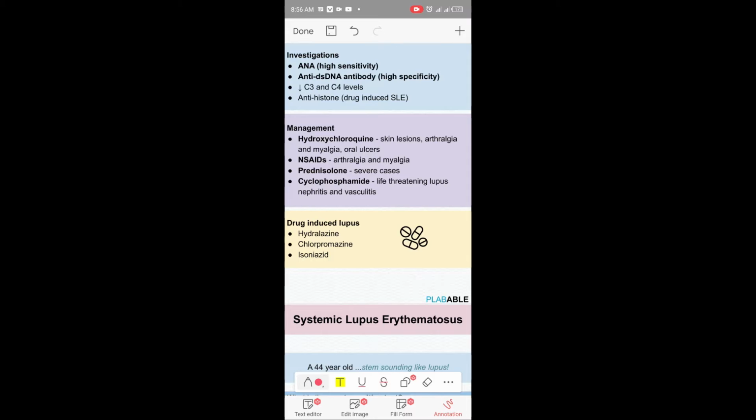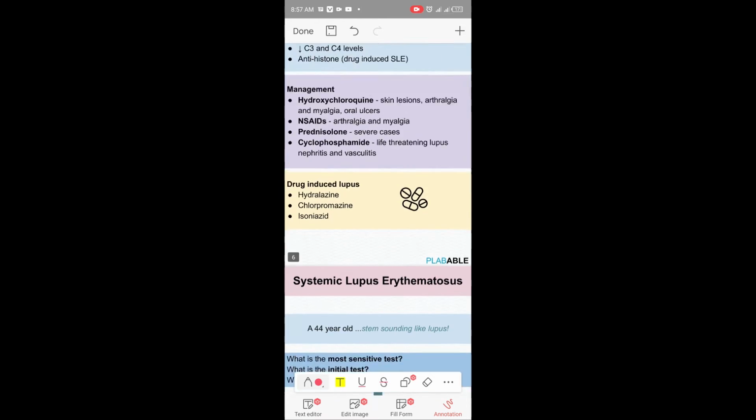And when a lady is pregnant with SLE, you need to check for anti-Ro and anti-La antibodies, because those antibodies cause heart block in the neonates. Then the drug-induced lupus, I have already said much about that: hydralazine, isoniazid, procainamide, and quinidine. Okay, and I have already told you the differences.